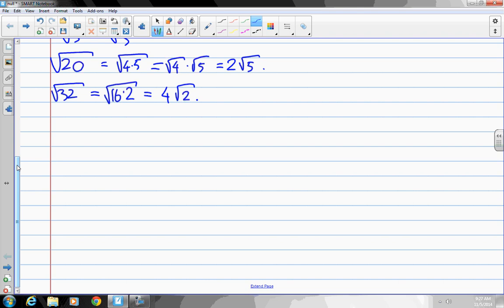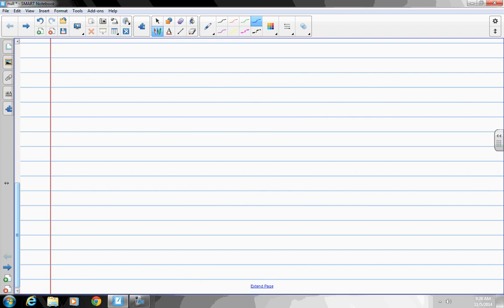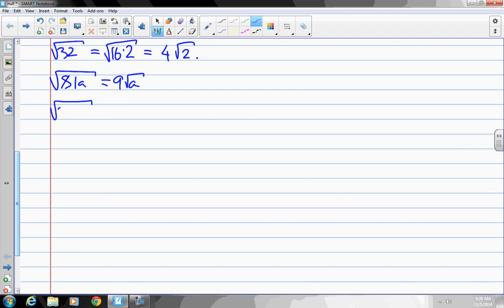For example, if I give you the square root of 81a, well, I don't know what a is. A is a. I can definitely take the square root of 81. That becomes 9. A doesn't go anywhere, so it's still under the radical. How about the square root of 50a squared?